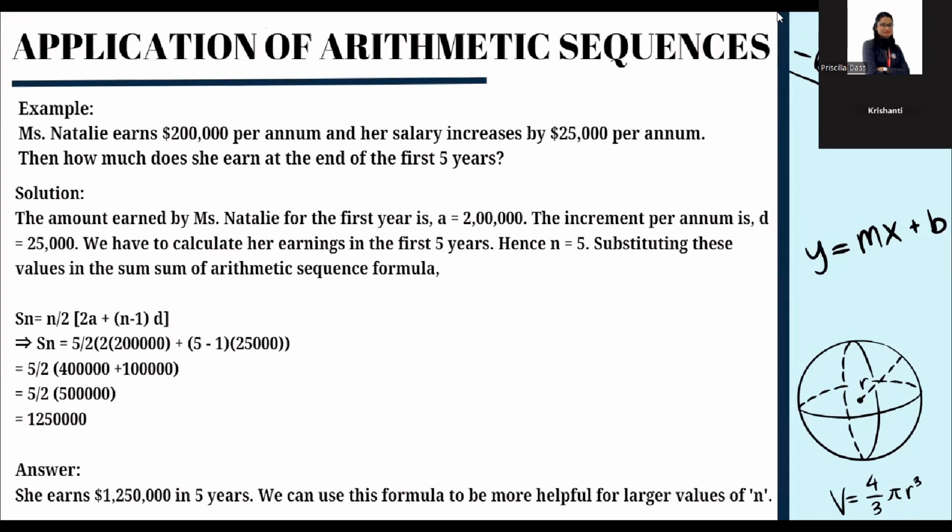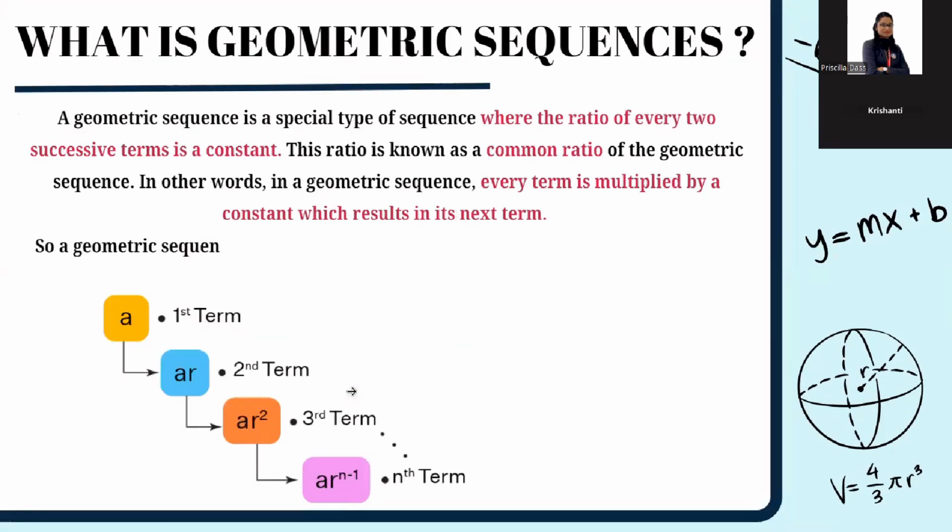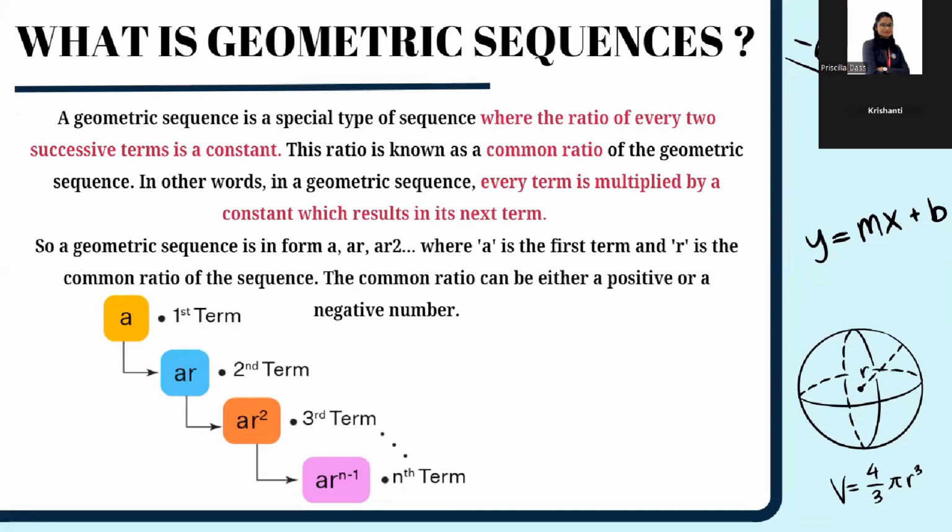Now I will be presenting on geometric sequences. A geometric sequence is a type of sequence where the ratio of every two successive terms is constant. Like just now, we called it the common difference, but in a geometric sequence, we call it the common ratio, whereby every term is multiplied by a constant, which results in its next term.